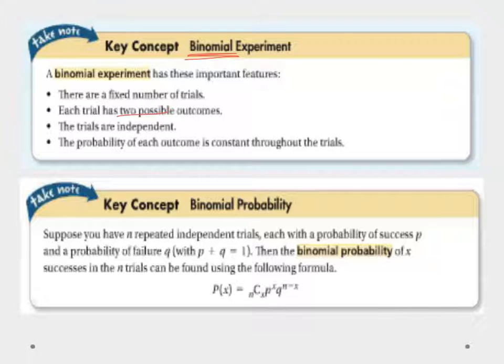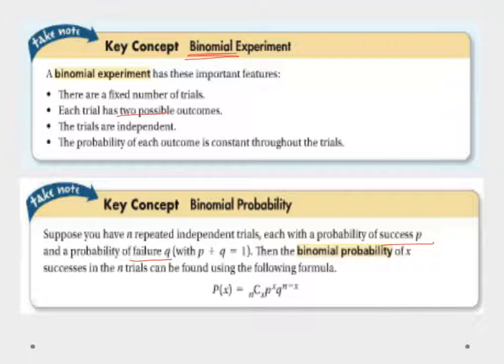All right, then we're going to talk about binomial probability. It says, suppose you have n repeated independent trials. So n is the number of trials, just like it's been the number of terms, the number of whatever, okay? Each with a probability of success p. So p stands for success. And a probability of failure q. So p is success, q is failure. And obviously, success plus failure has to equal 1. It has to equal 100%.